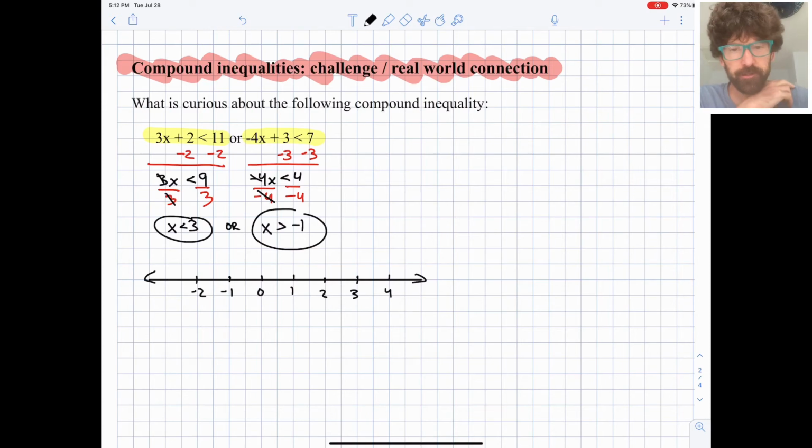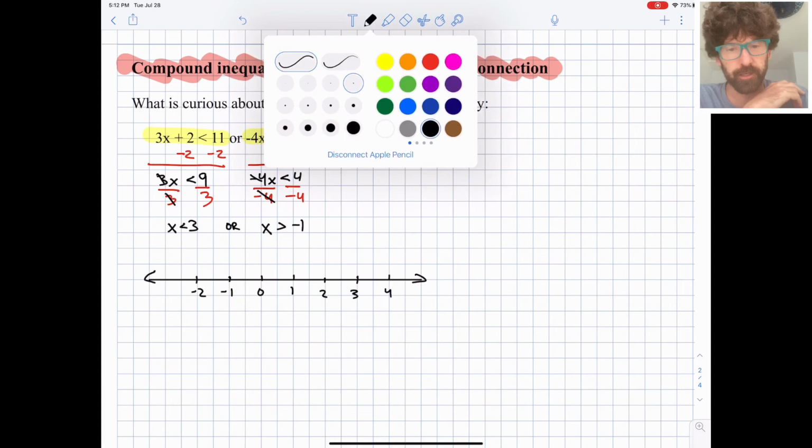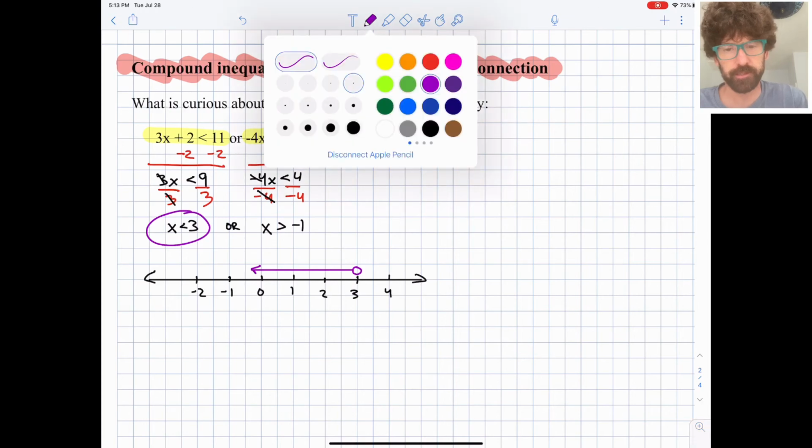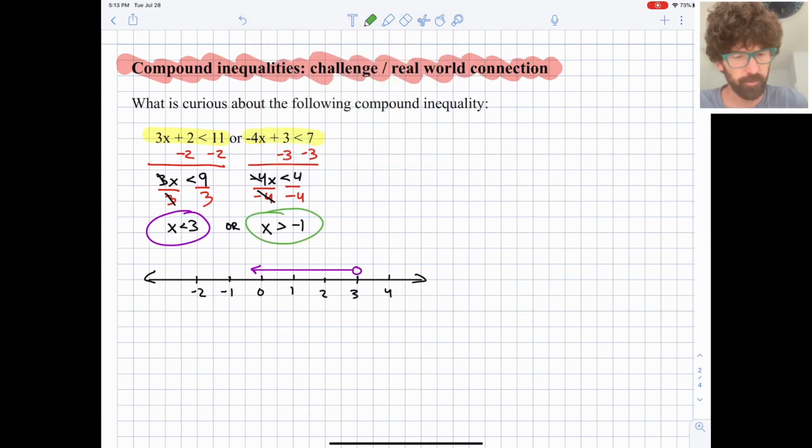And I am going to try to do a little bit of color coding here to help you see what's going on. So I'm going to circle that one in purple. X is less than 3, and I'm going to put my arrows just slightly above or below the number line. Actually, all above the number line, so you can see what's going on here. So x has to be less than 3 is what the purple one says. And then let's do a green one here, or x is greater than negative 1.